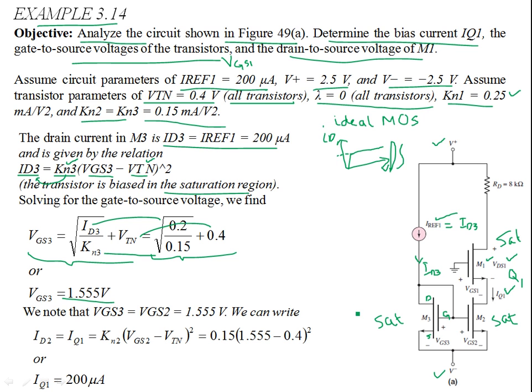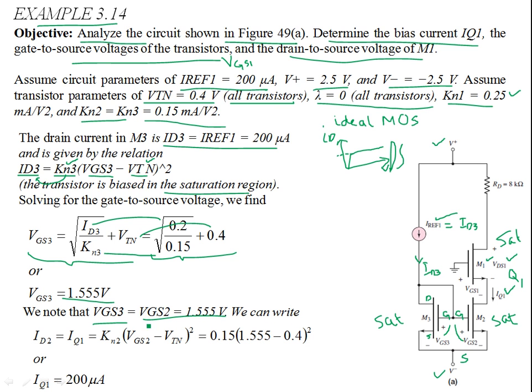Note that this VGS3 is found by considering that the transistor is biased in the saturation region. Once you have VGS3, you have VGS2 as well. Why is that? Because the source is common, the source terminals are tied together, and the gate is tied together. You have the same gate, so the transistors are connected in parallel such that VGS is the same. Once you have VGS3, you have VGS2 as well, which is the same 1.55 volts.